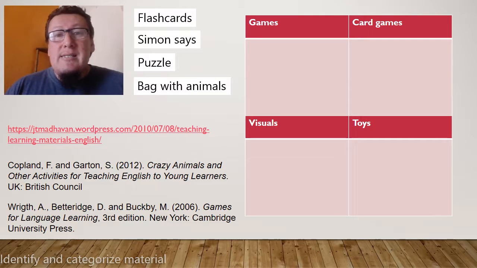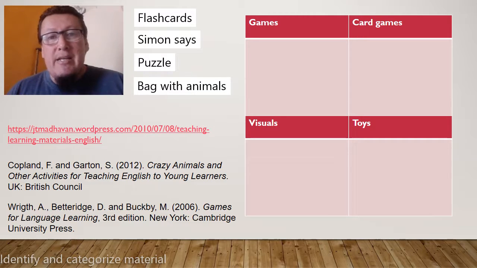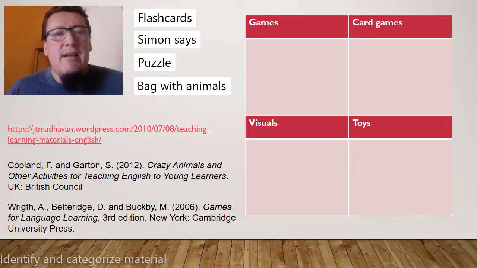Once you have your lists, what you want to do is start categorizing the materials and activities by similarities and assigning titles to those categories. Now, to better illustrate this, I have here something to get you going with. Here I have a list of activities and materials. We have here flashcards. Simon Says. Flashcards would be the material. Simon Says would be an activity.